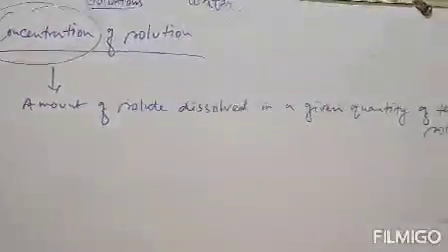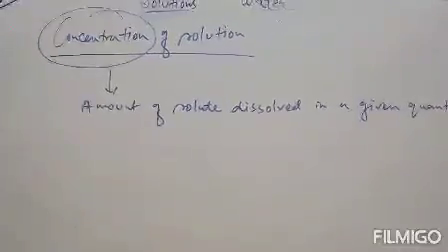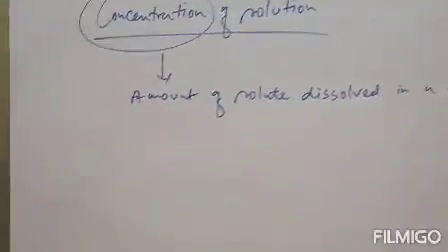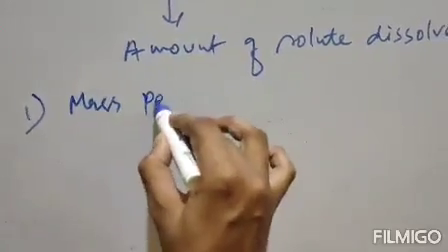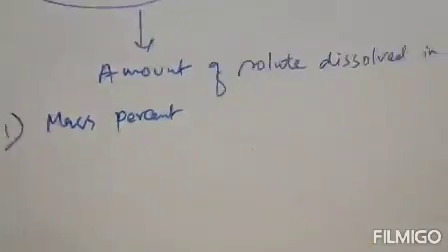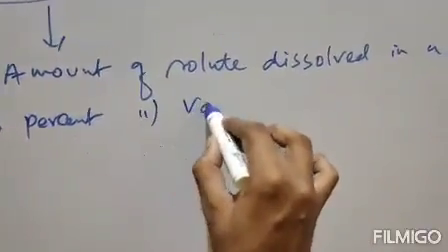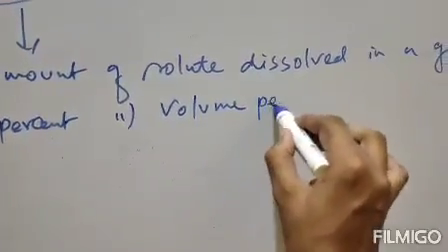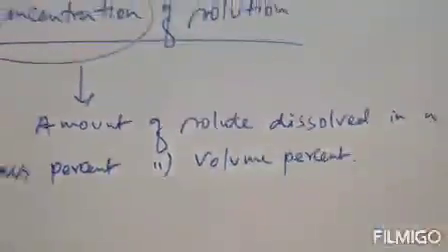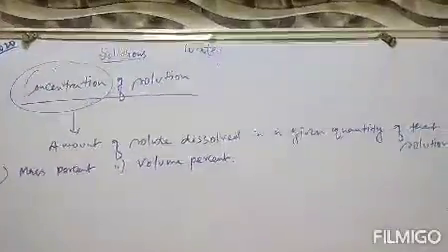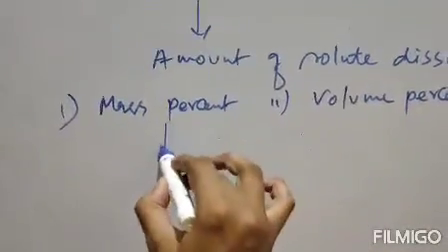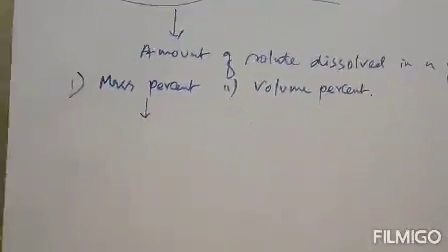Now this concentration can be expressed in 2 ways. One is mass percent and number 2 is volume percent. We can express concentration by mass percent or by volume percent. At first let us discuss mass percent.